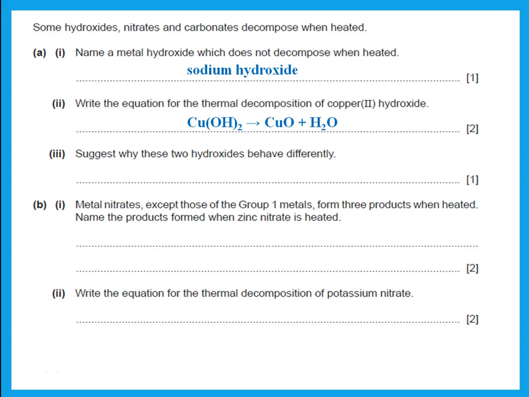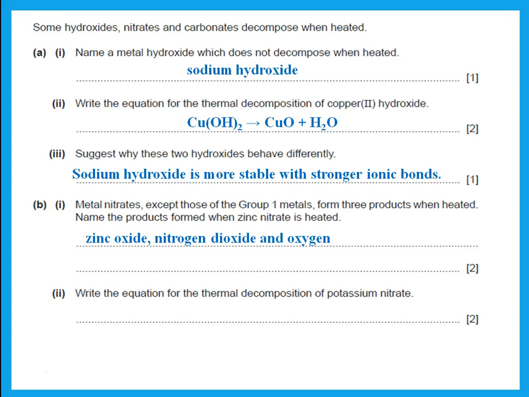So why do these two hydroxides behave differently? Again, why is it that sodium hydroxide does not break up? Because it is more stable with stronger ionic bonds. Metal nitrates, except those of group 1, form 3 products when heated. So name the products formed when zinc nitrate is heated. Again, when I heat zinc nitrate, what should it give me? The oxide, nitrogen dioxide, and oxygen gas.